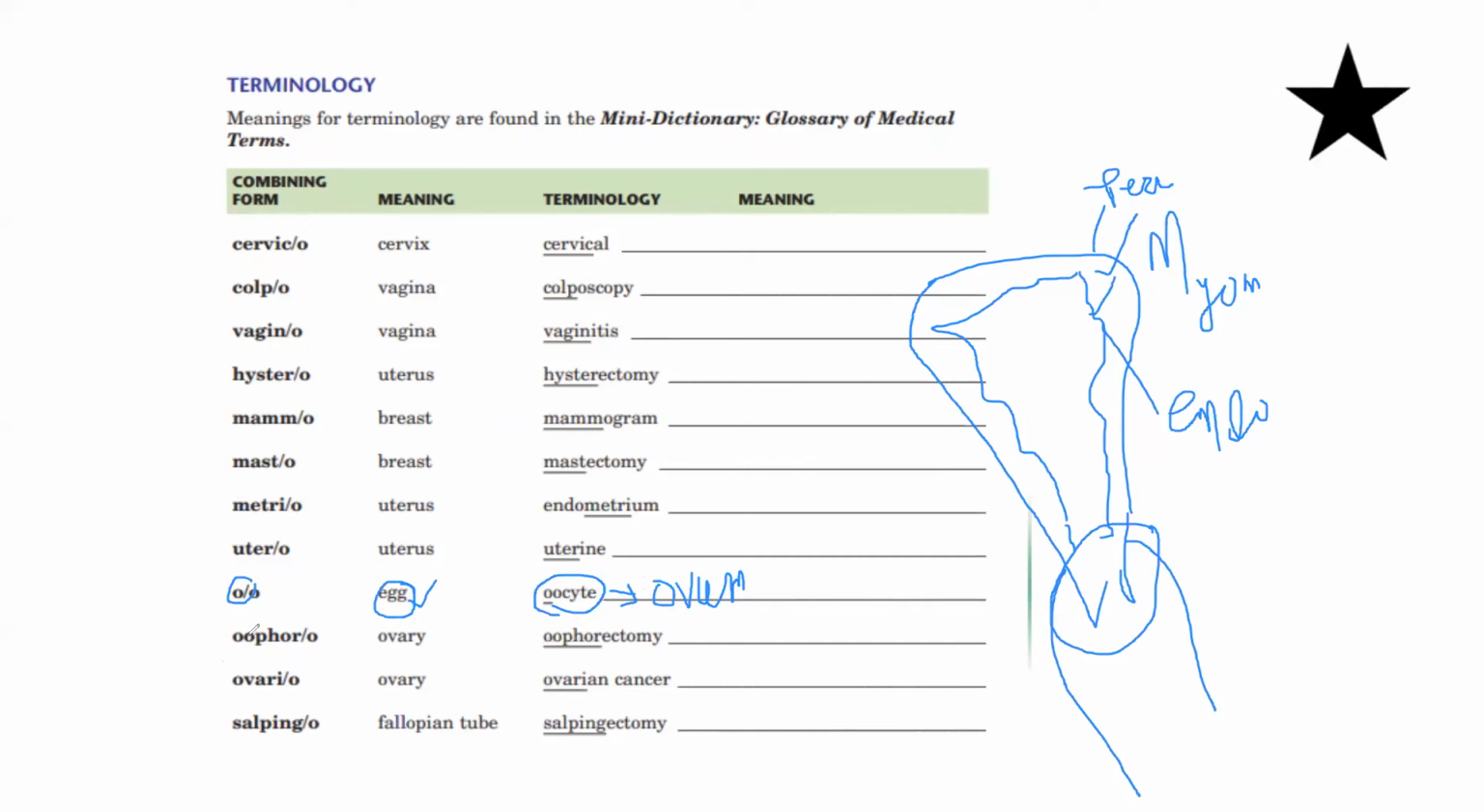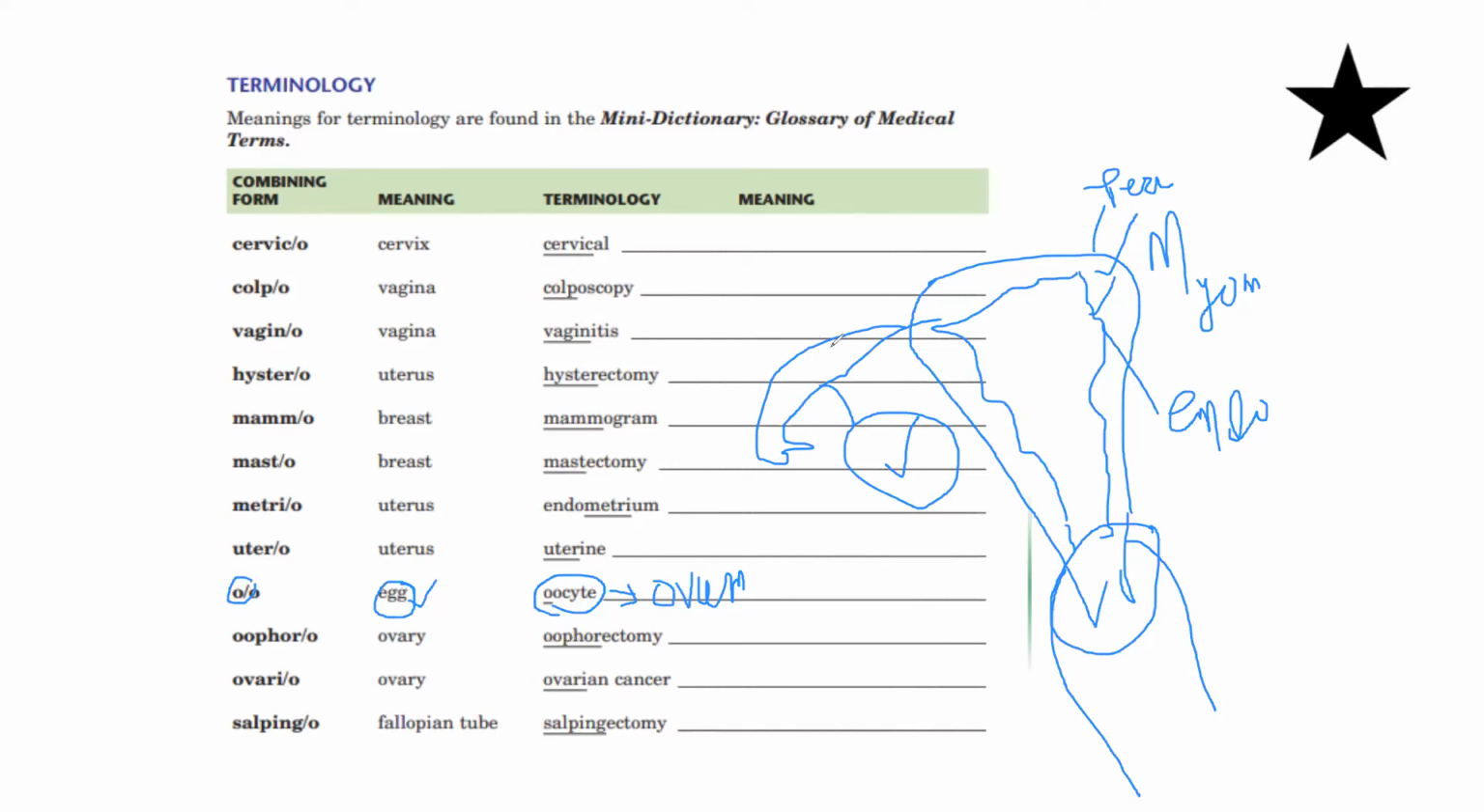Then for ovary, we have oophoro, oophorectomy. So on the sides we have our ovaries. We have the uterine tube, and here we have the ovary. Ovarian cancer is also common in females. So we have to remove the ovary. So this surgery is called oophorectomy. Ectomy means removal. Ovarian, concerned with the ovary, for example, ovarian cancer.